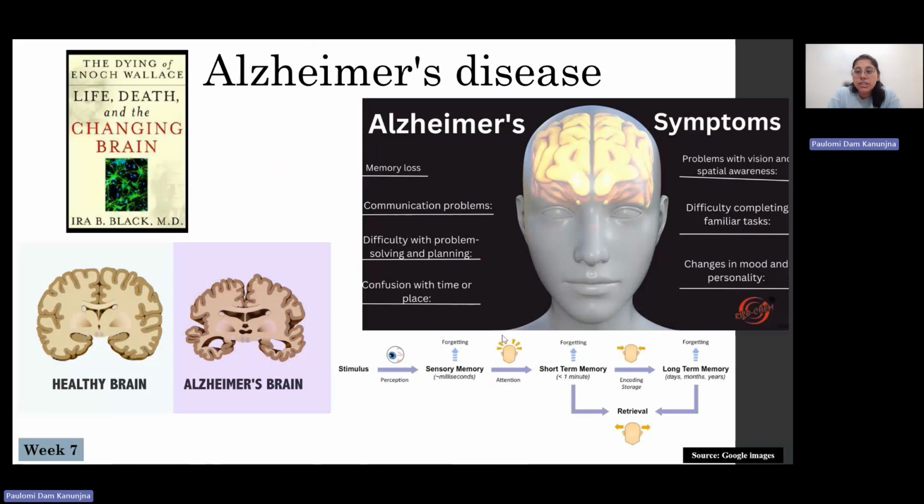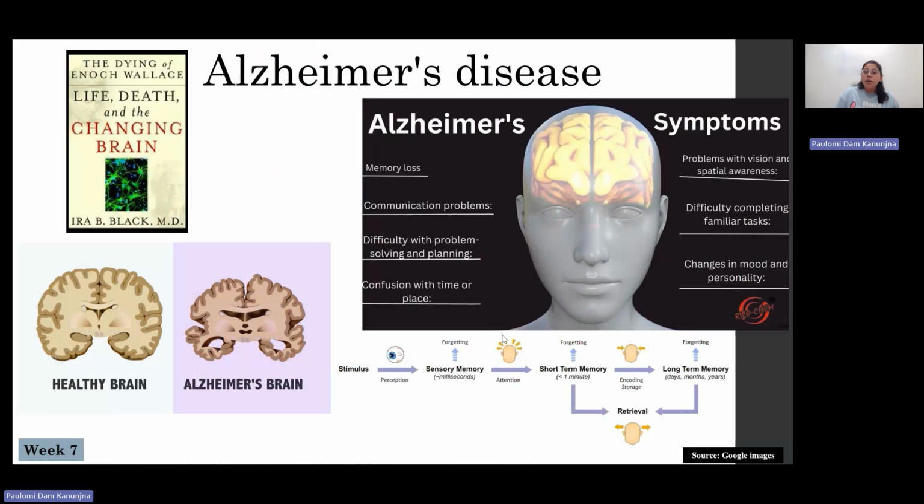So Alzheimer's is basically, so how is it different from your epilepsy? Epilepsy doesn't talk about your forgetting or memory. Epilepsy is your electrical activity of brain. Alzheimer's talks about your memory. It talks about your memory loss. It talks about cognitive decline. It talks about behavioral changes, right?